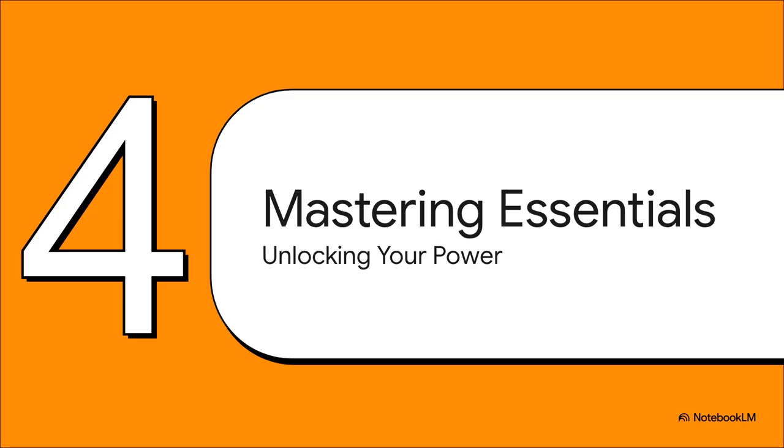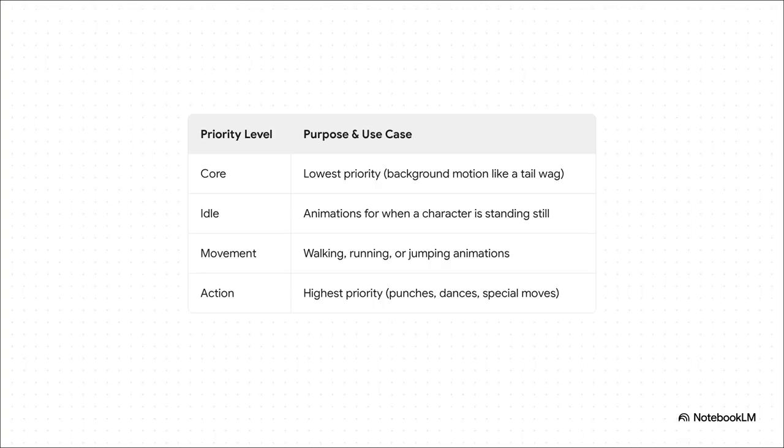over your animations. You ever make a really cool dance, but the second your character starts to walk, it just stops? Yeah, that's because of something called animation priority. It's basically a system that decides which animation gets to play if two are happening at once. Here's the main takeaway. The only thing you really need to remember for now. For your own custom animations, dances, attacks, special moves, always set the priority to action. That makes sure your cool animation always wins.